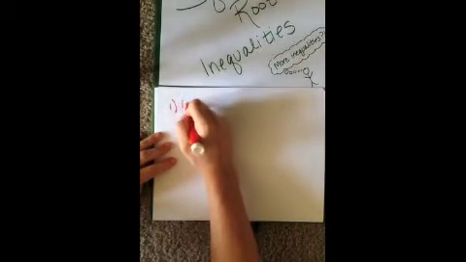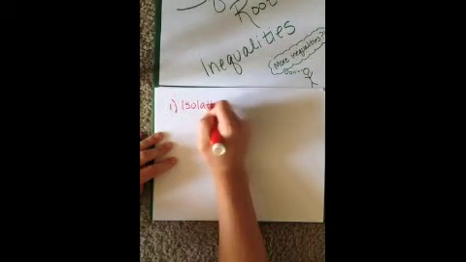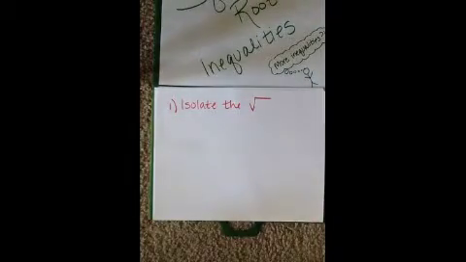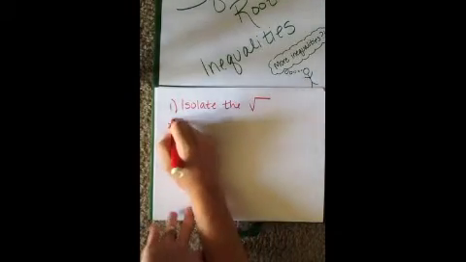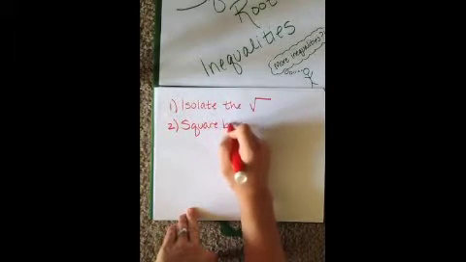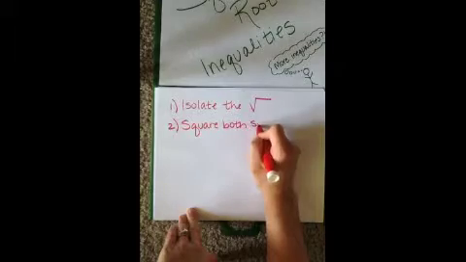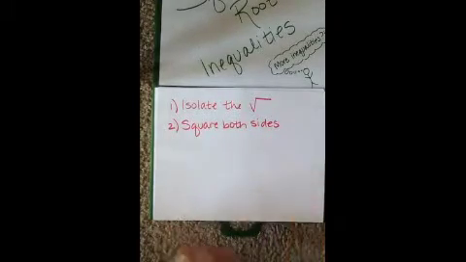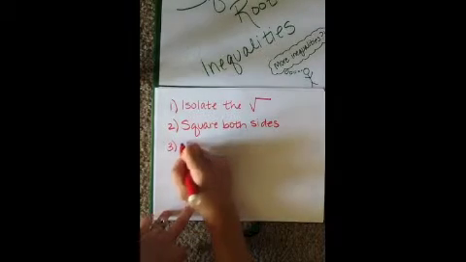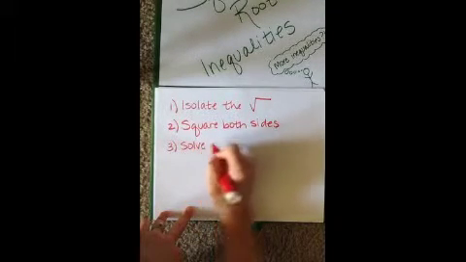First, you want to isolate the square root, just like with absolute value. Then square both sides. Then you're free to solve for the variable. Figure out what does x equal.